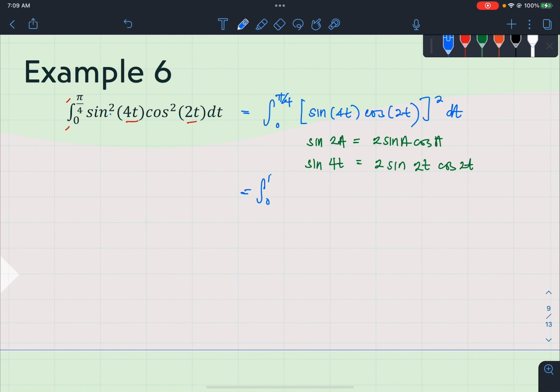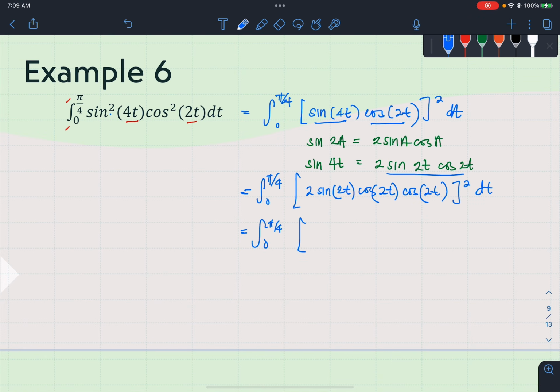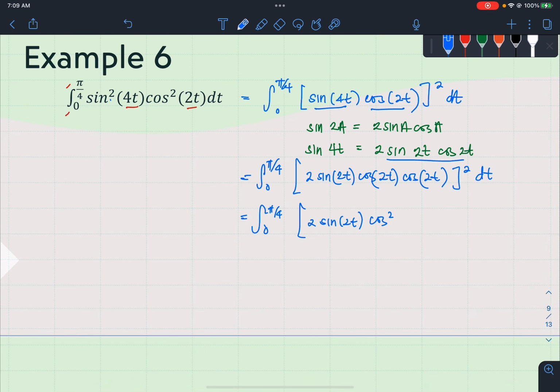So from 0 to pi all over 4. So sine 4t is this: 2 sine 2t cosine 2t. So this is for sine 4t. And for the other one, we still have the cosine 2t, cosine 2t, then raised to 2 dt. And we combine those. So that would be 2 sine 2t, then cosine 2t and cosine 2t will become cosine squared 2t, and raise it to 2 dt.